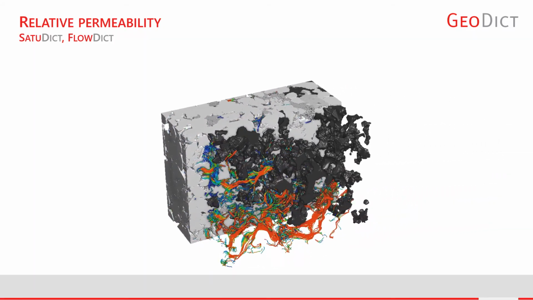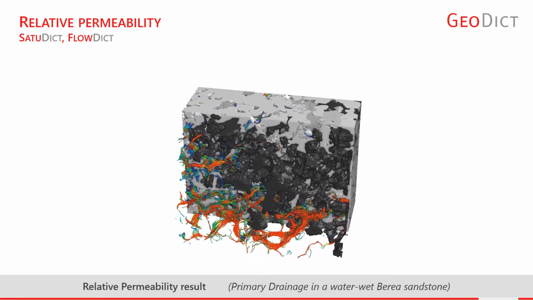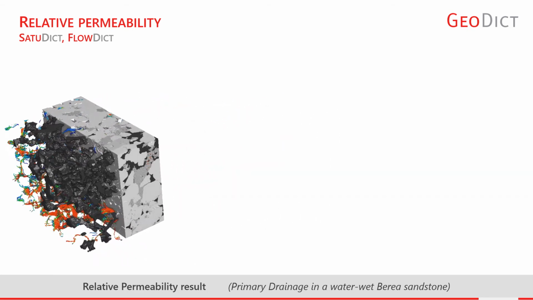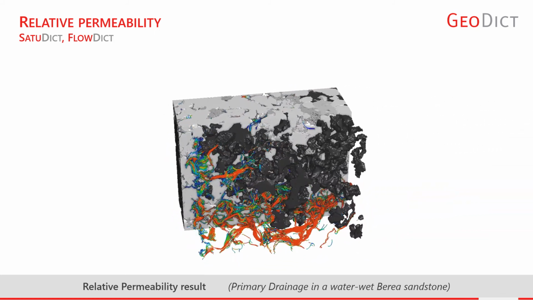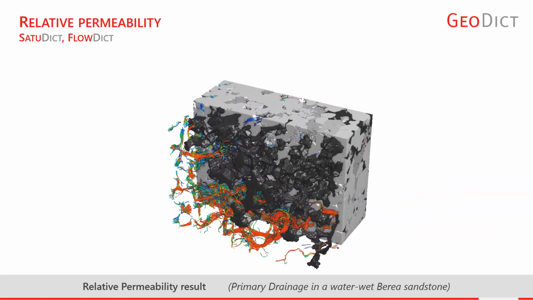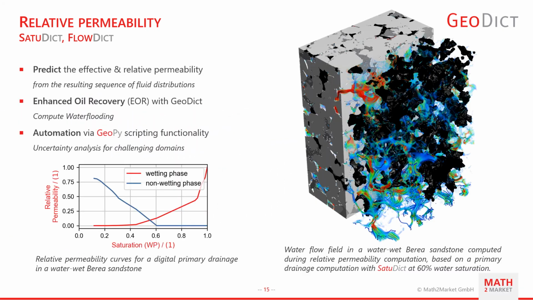In GeoDict, the relative permeability is computed based on snapshots of the two-phase flow simulation, as shown here for an effective water permeability in an intermediate step of a primary drainage. And that's what we do: predict the effective and relative permeability of a digital reservoir rock from the computed sequence of fluid distributions.